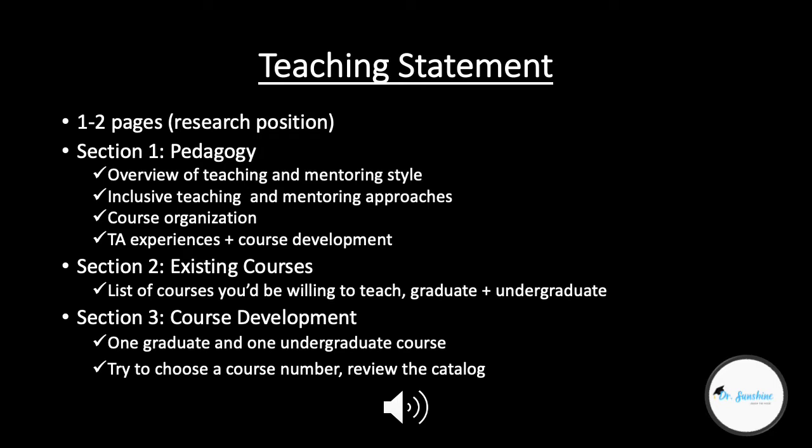The next section you're going to want to include in your teaching statement is about the courses that you'd be willing to teach in the department that you're applying to. This is where you're going to do that institution-specific research. You're going to want to go to the department's catalog, look at the courses, read the description, and determine, based on your experience, about 5 to 10 courses that you think you could be assigned.